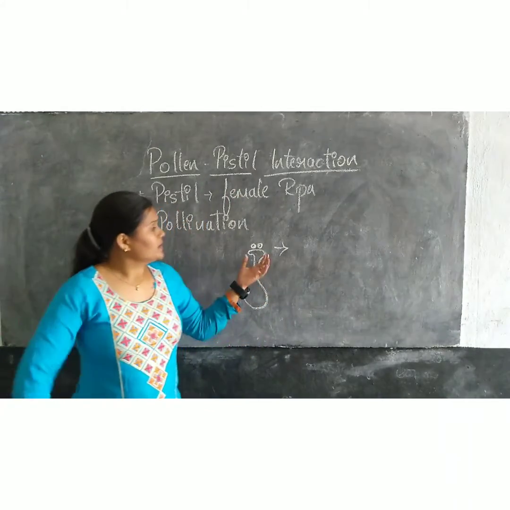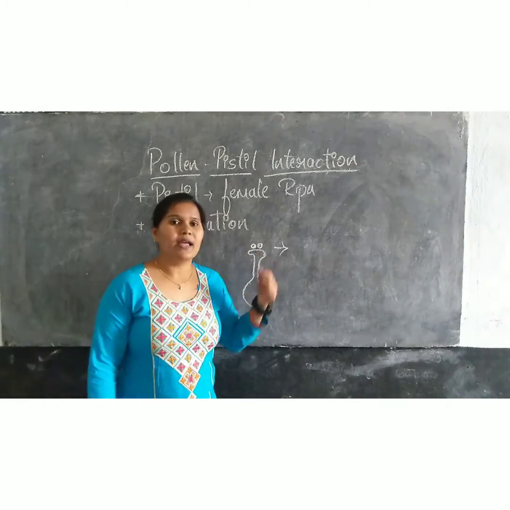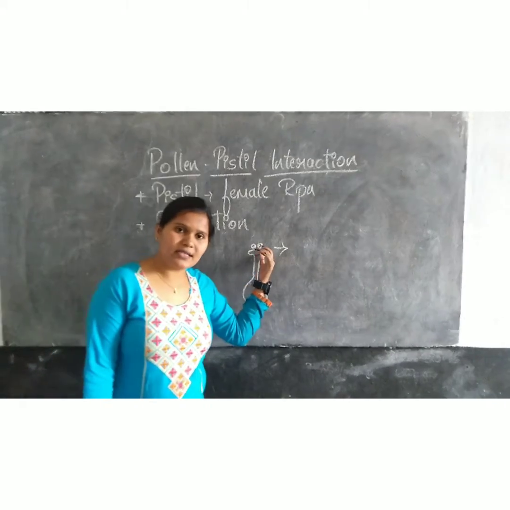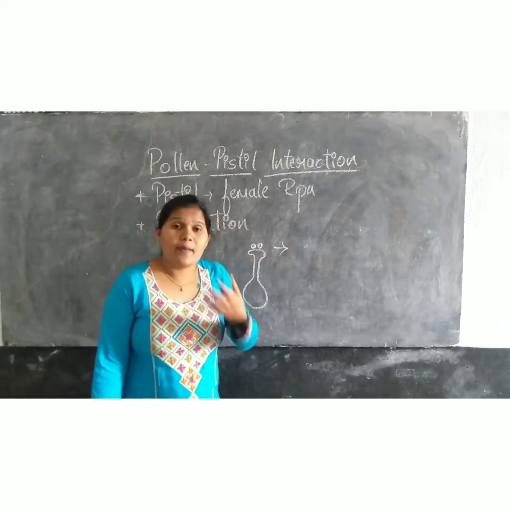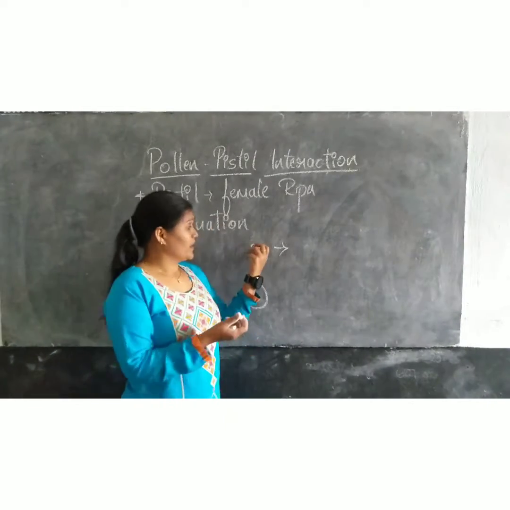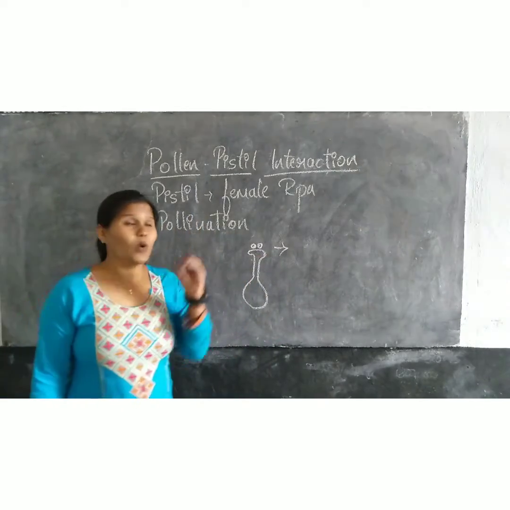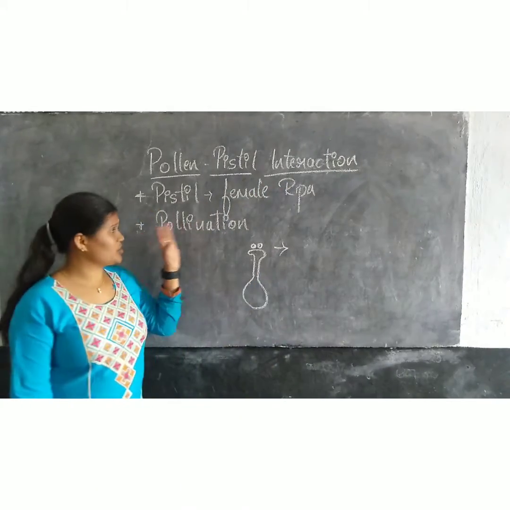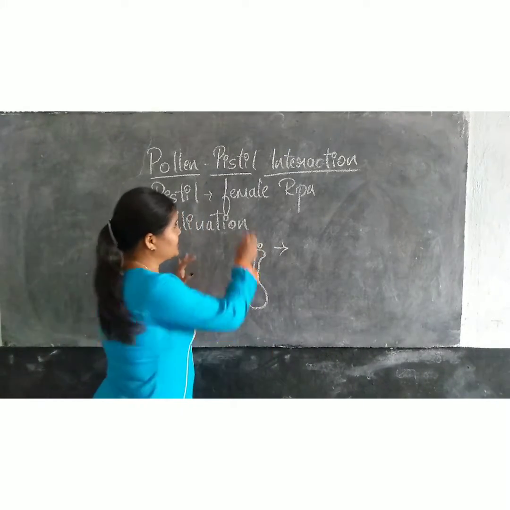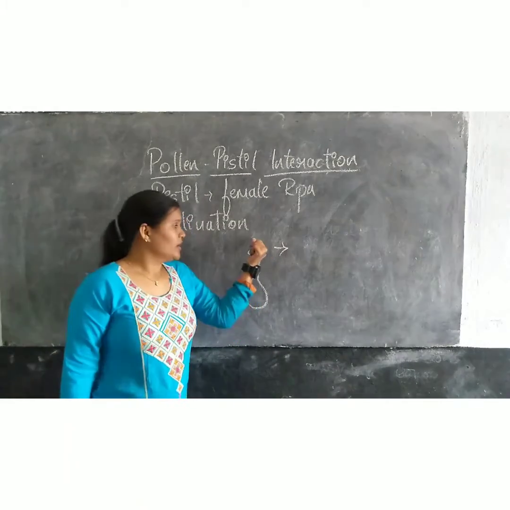Or else, if the wrong type of pollen grains comes and sits over the stigma, there will be no successful fertilization, because the stigma has the ability to recognize whether it is the wanted pollen grain, the right or wrong type of pollen grain. So normally the pollen-pistil interaction starts from when the pollen grains come and sit on the stigma.